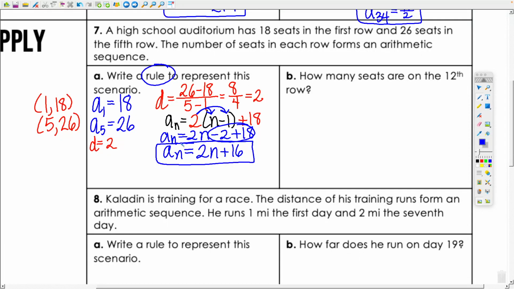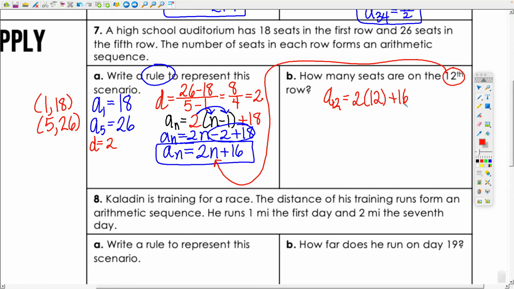Pause. Part B. You gotta find the 12th row. That means we're doing the indicated term. The indicated term is found by taking that value and placing it right here, okay? So I have a sub 12 equals 2 times 12 plus 16.